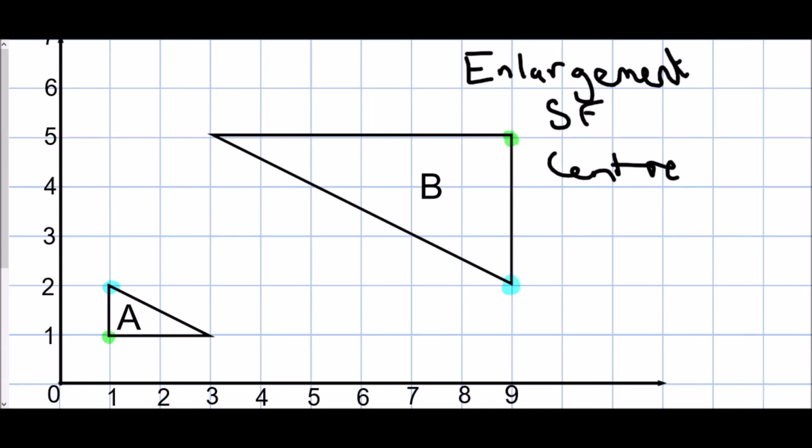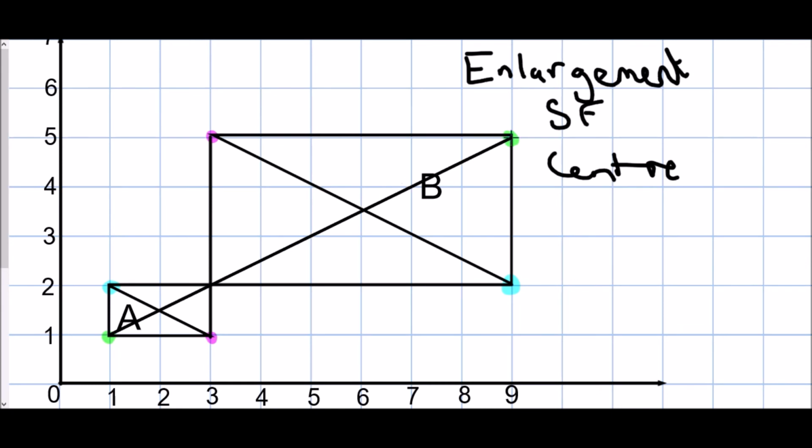and then the end of the longest side, and the longer short side must match the same one. And so when we join them together, we take our line and we join the pink to the pink, the blue to the blue, and the green to the green. And luckily, all three of those points meet at the same space. And so we now know our centre of enlargement. Our centre of enlargement must be 3, 2.